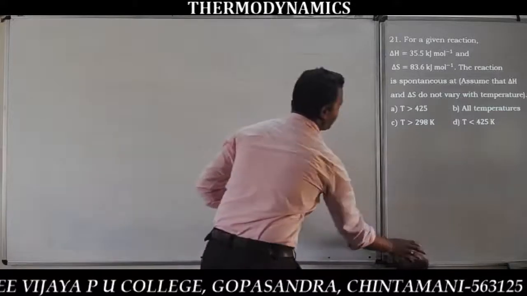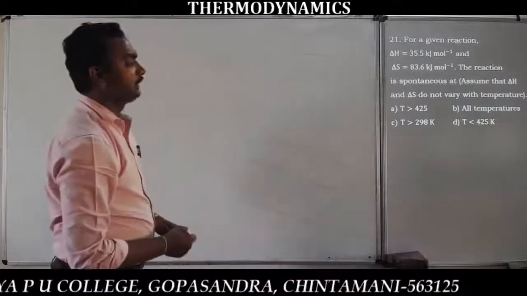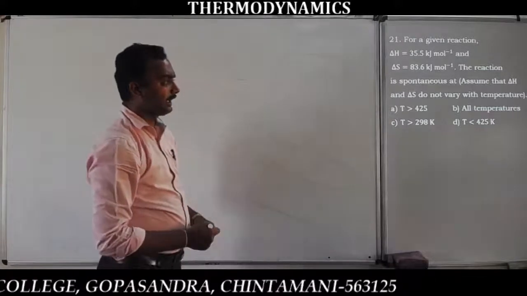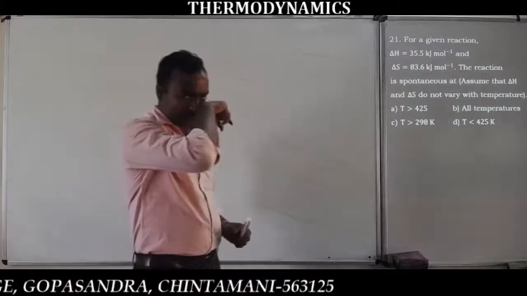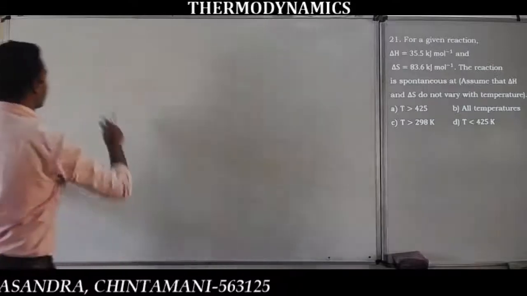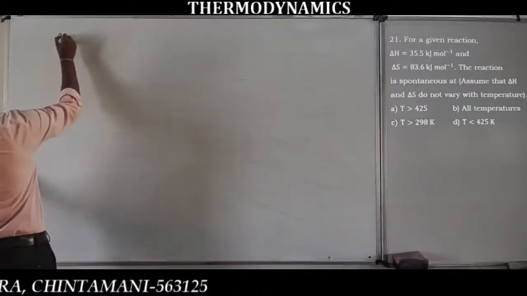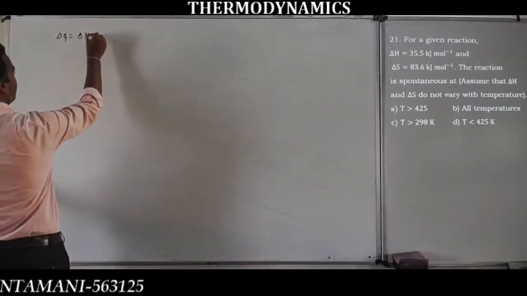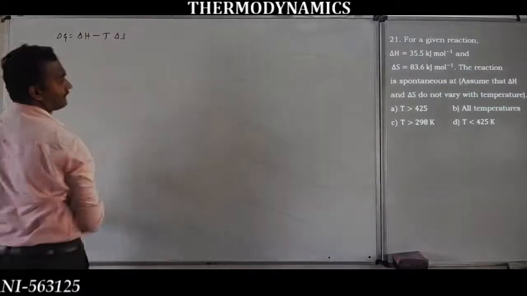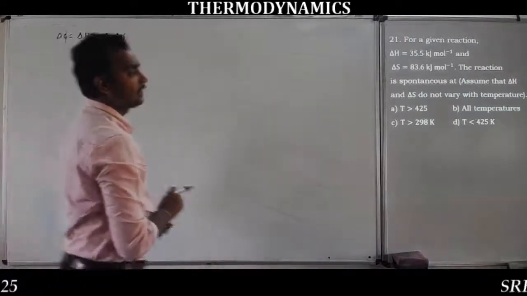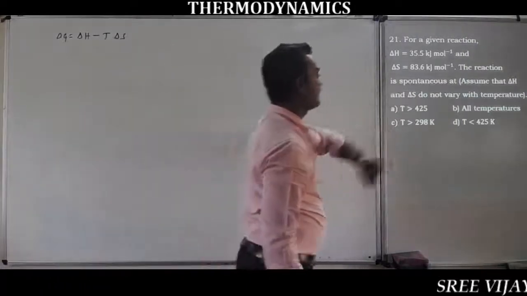The reaction is spontaneous at what temperature? And also, they assume that delta H and delta S do not vary with the temperature. This is based on the Gibbs equation, that is delta G is equal to delta H minus T into delta S. So when is the reaction spontaneous, that is what we are finding.